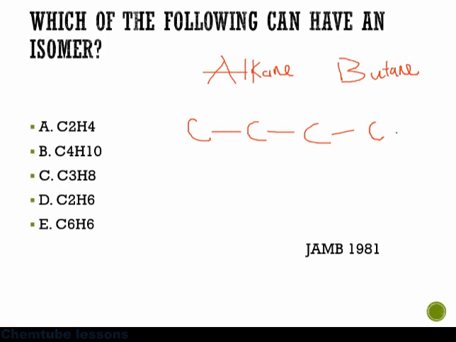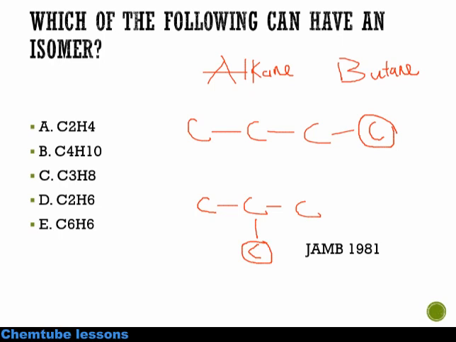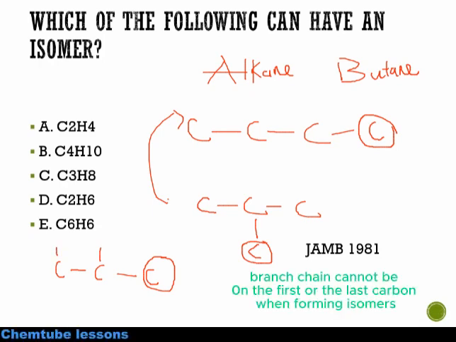What I simply do is take this last chain and make it a branch chain, and I have something like this. So it becomes a branch chain. Now this is an isomer of this compound. If I have this, I can't use this to make a branch chain, because when you are trying to make an isomer of a compound by using one of the carbons to make a branch chain, the branch chain, or the substituent, cannot be on the first or on the last carbon. It must be on a carbon between the first and the last.